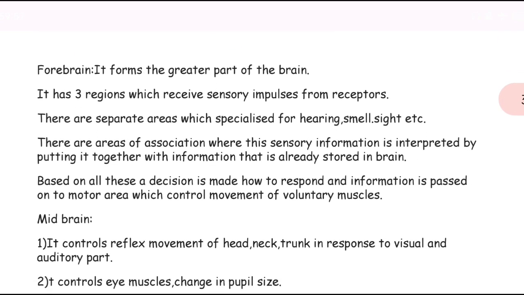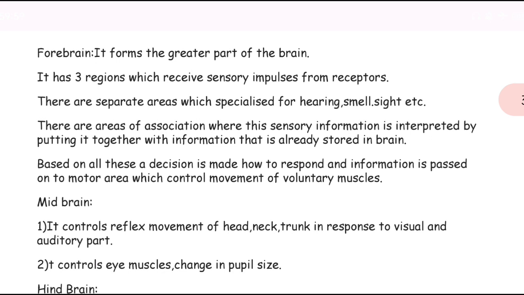Now we will discuss the forebrain in detail. The forebrain forms the greater part of the brain. It has three regions which receive sensory impulses from receptors.